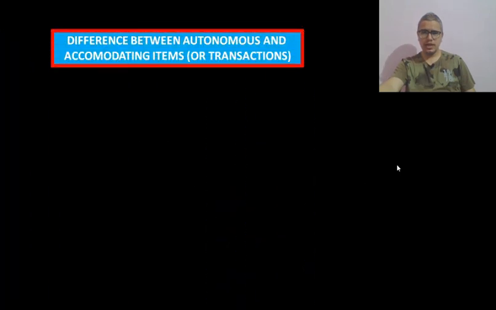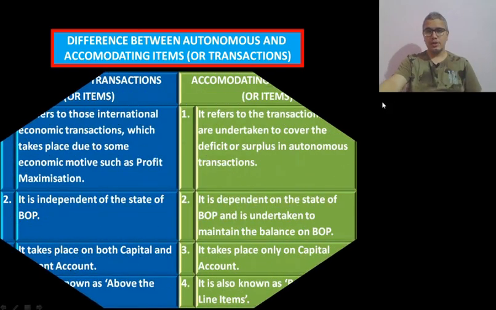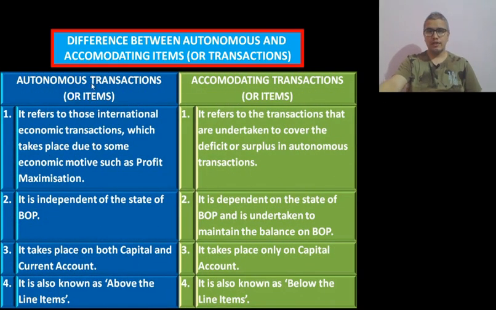Now we'll move on to the next difference. This is also a very important difference, between autonomous and accommodating items, and it may come for 3 or 4 marks. If it comes for 3 marks, you have to write 3 differences, and if it comes for 4 marks, you have to write 4 differences. First of all, we have to define what autonomous transactions are and what accommodating transactions are. In the question you may get the term as transactions or items. Don't get confused, it is the same thing.